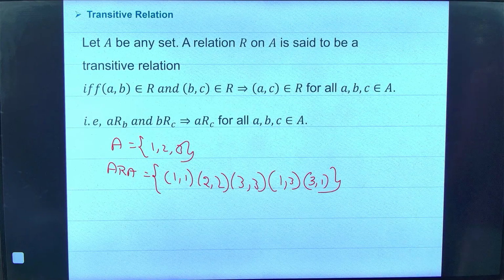Guys, whether it is symmetric? Yes, sir, it is symmetric. (1, 3) is there, (3, 1) is there. Correct? Whether it is transitive?